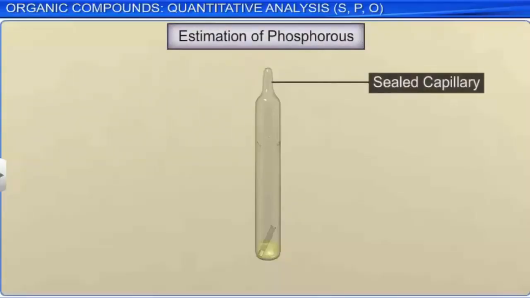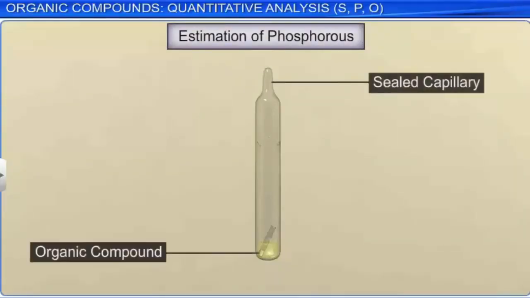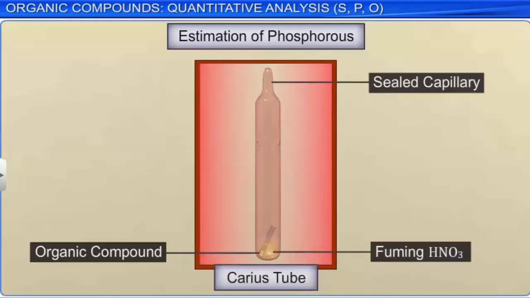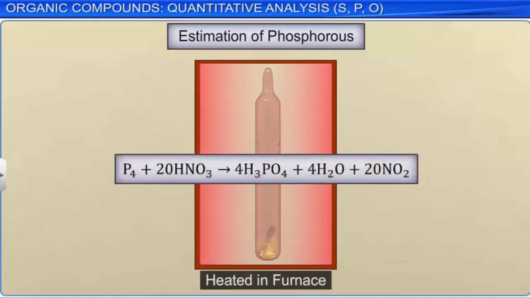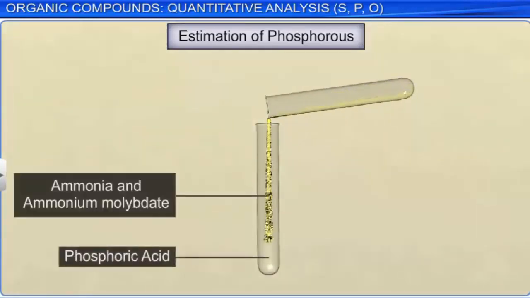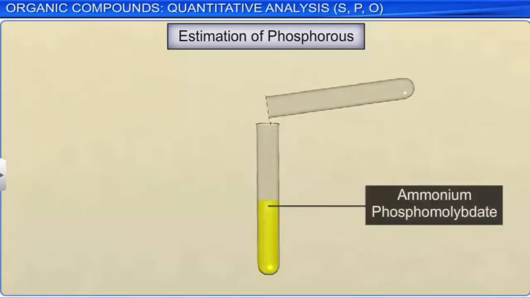The quantitative analysis of phosphorus in the given organic compound is done by heating a known mass of organic compound with fuming nitric acid in a Carius tube. As a result, phosphorus is oxidized to phosphoric acid. When this phosphoric acid is treated with ammonia and ammonium molybdate, a precipitate of ammonium phosphomolybdate is formed.